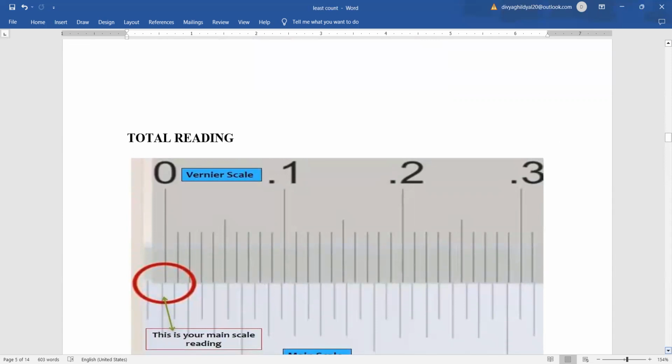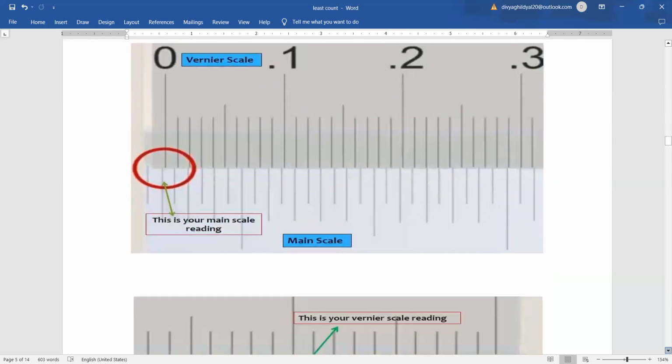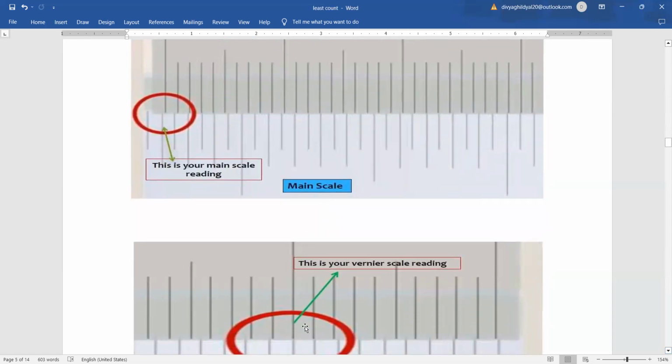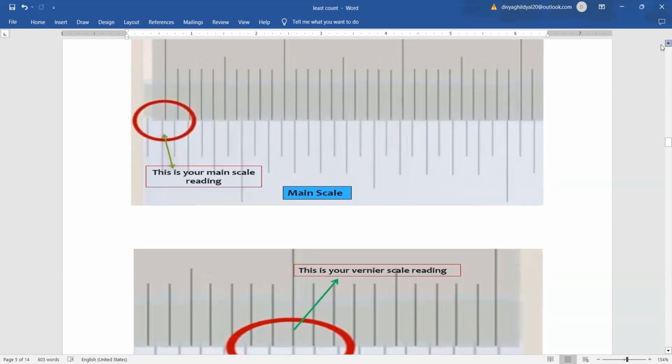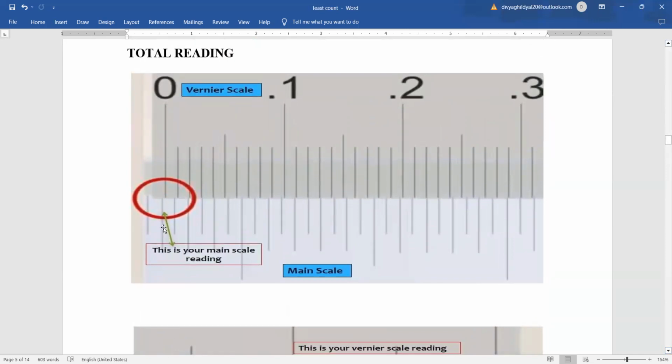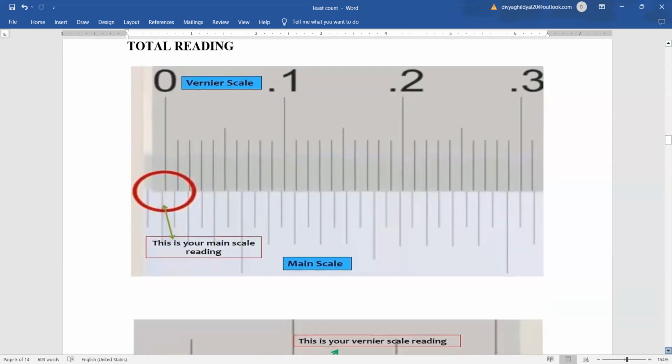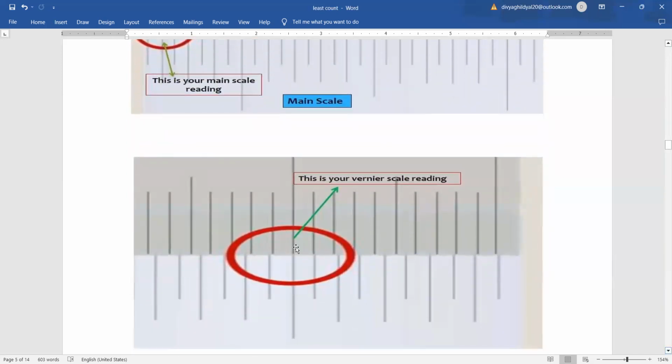Now, suppose we have to approach the experiments of the dark room, where we come across a spectrometer, a polarimeter, and the Newton ring scale. Here, the total reading comes out as the sum of main scale reading plus vernier scale reading into least count. So the main scale reading will be where the pointer is touching the 0 point. And for the vernier scale reading, we will take that division which coincides with the main scale and vernier scale and comes in a straight line like this.